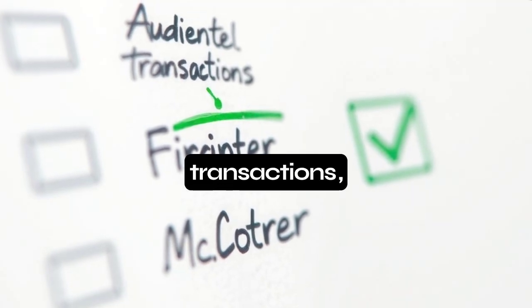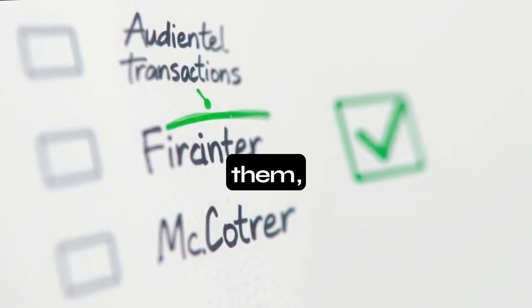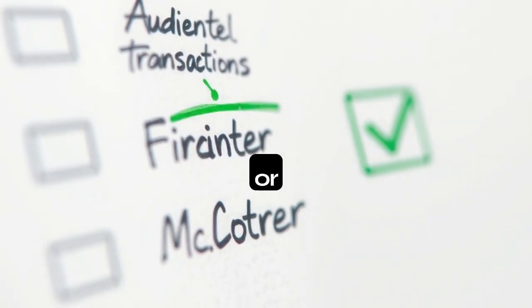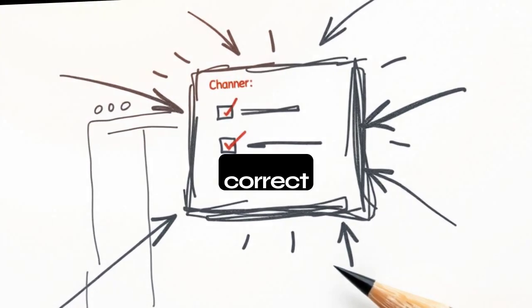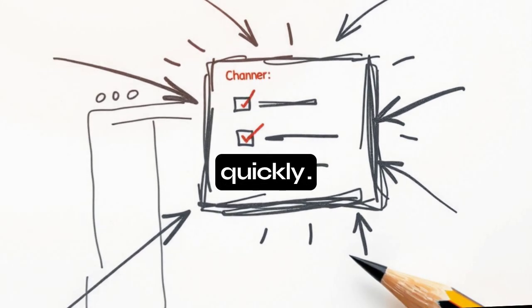Review imported transactions, categorize or match them, and resolve any duplicates or mismatches. Tip: check syncing daily for the first week and correct any account mapping issues quickly.